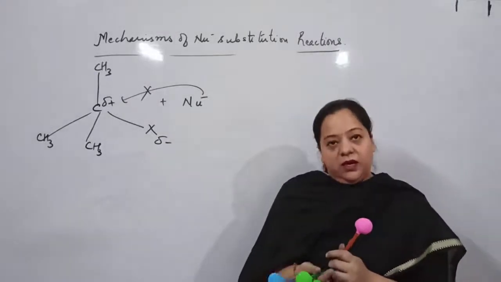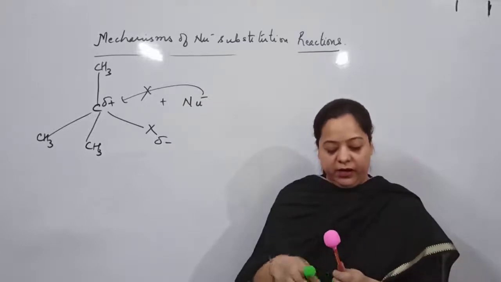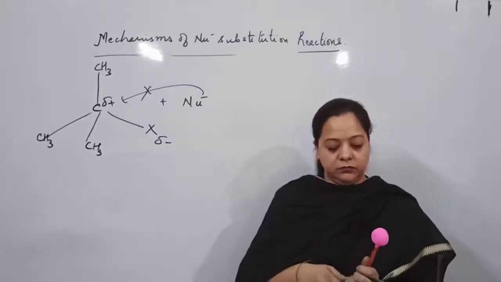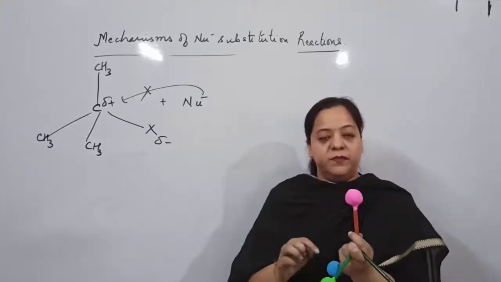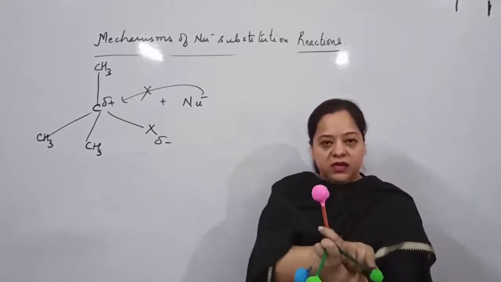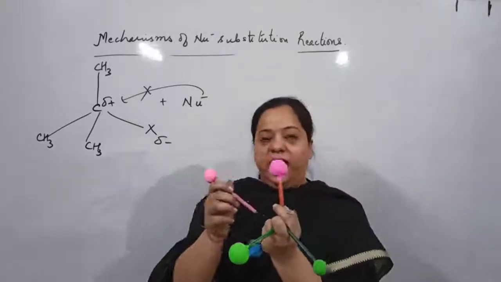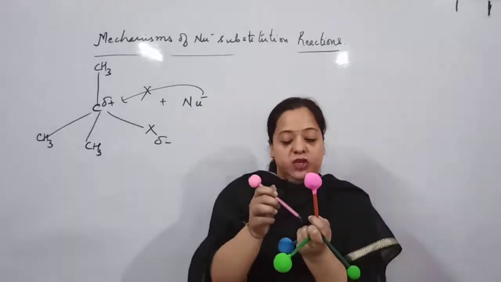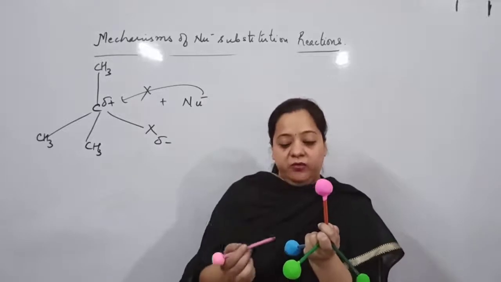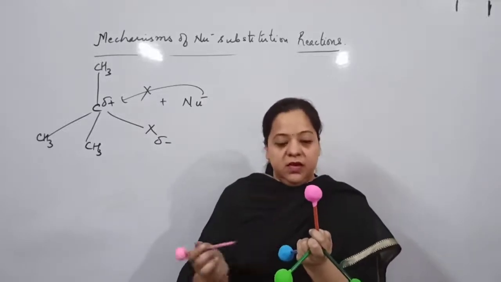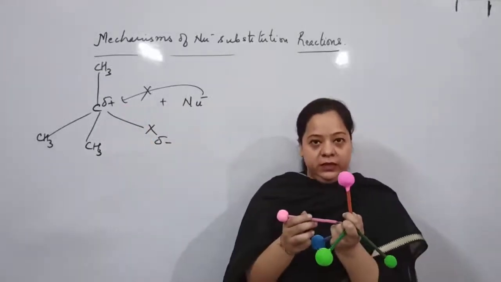As here we can see, the 3 bulky R groups around the central atom. In my fist is the central atom, which is tetrahedrally surrounded by 4 groups. These are the 3 bulky R groups. This is the leaving group. And the incoming nucleophile cannot approach this alpha carbon carrying the positive charge due to steric hindrance by these bulky groups. The simultaneous bond formation and bond breaking is not feasible in this case.